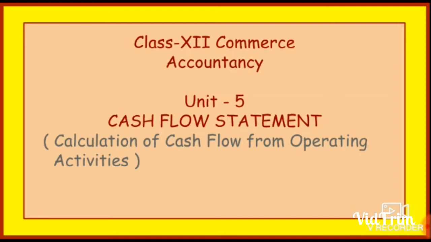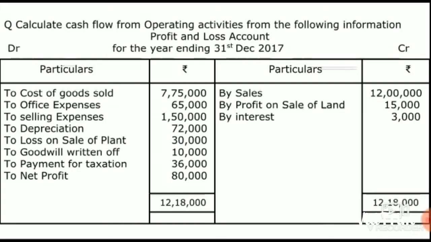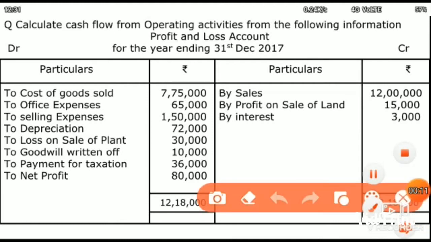A cash flow statement is generally prepared with the help of an income statement, that is the profit and loss account, and the balance sheet. So it is important to have a thorough knowledge about these two statements. In this question, we have to calculate the cash flow from operating activities. Here, the profit and loss account for the year ending 31st December 2017 is given to us.